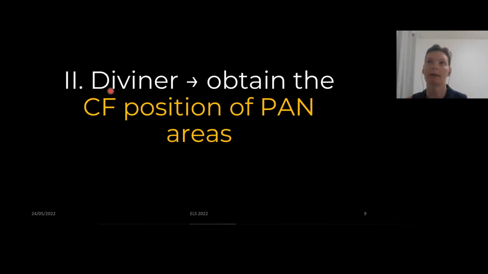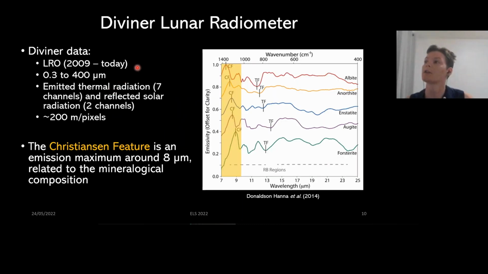After defining our pure anorthositic areas, we then use the Diviner data, because it can distinguish the composition of plagioclase. It can tell us more about the composition of those areas. Diviner is a radiometer that is still in orbit today. It started orbiting in 2009, acquires data between 0.3 and 400 microns, and has a spatial resolution of about 200 meters per pixel.